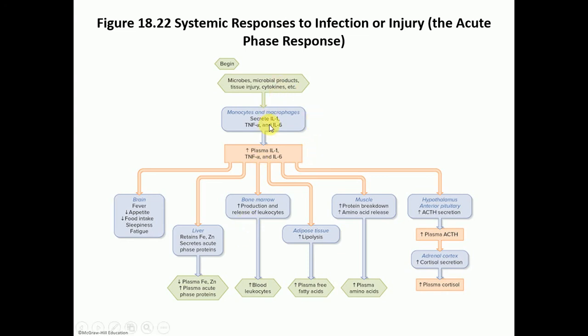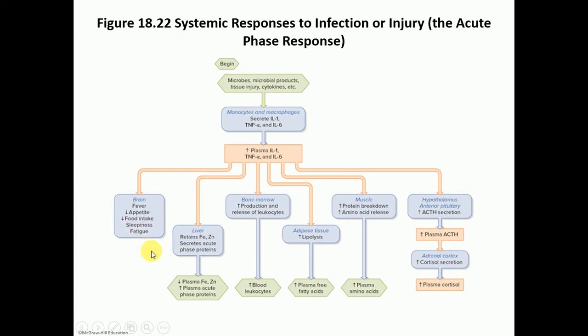So when we do have a microbe, the monocytes and macrophages are going to secrete different cytokines like interleukin-1, tumor necrosis factor, and interleukin-6. These are going to be found in our plasma, and they make us feel different things. When they reach the brain, interleukin-1 is that endogenous pyrogen. It is going to change the thermostat in the hypothalamus, and you'll develop a fever. It also changes your appetite. So most people have loss of appetite, decreased food intake, sleepiness, and fatigue.